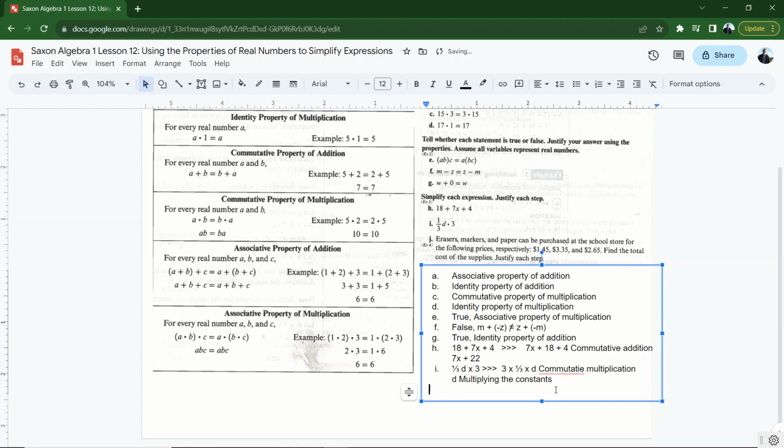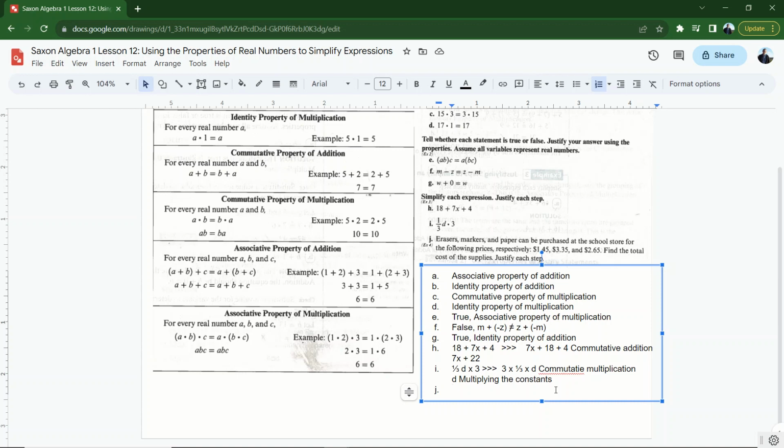All right, and then lastly, letter J. Let's see what happens with this one. I've got erasers, markers, and papers purchased at the school store for the following prices respectively: $1.45, $3.35, and $2.65. Find the total cost of supplies, justify each step. As I look at this, it's going to be really hard to add them in the order they're presented. But I notice that 265 and 335 are really easy to add because they add up to a whole dollar amount. So I'm going to do that first.